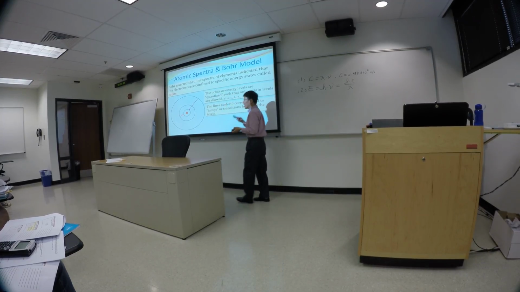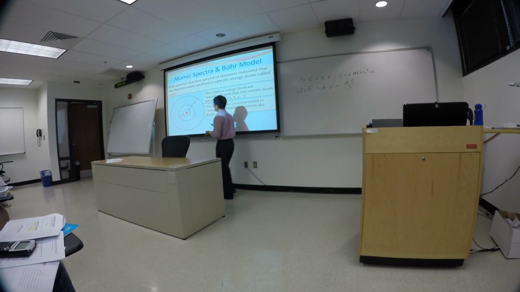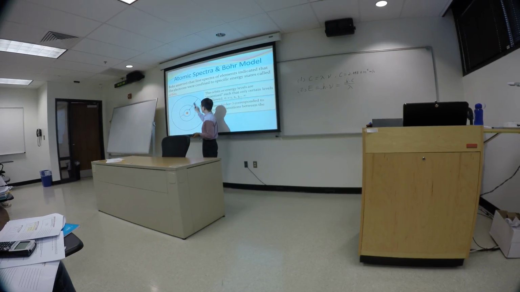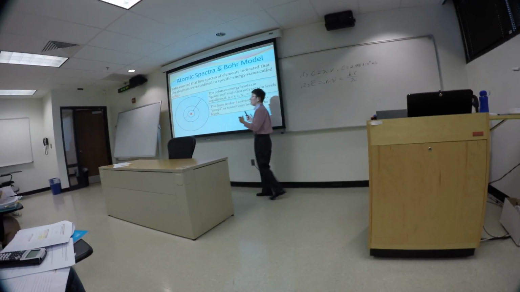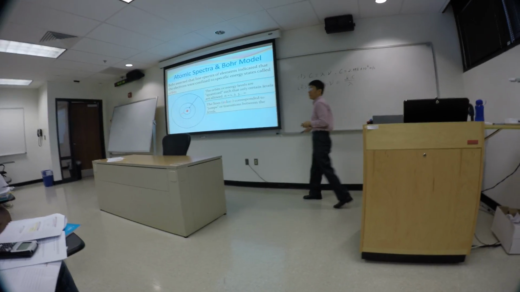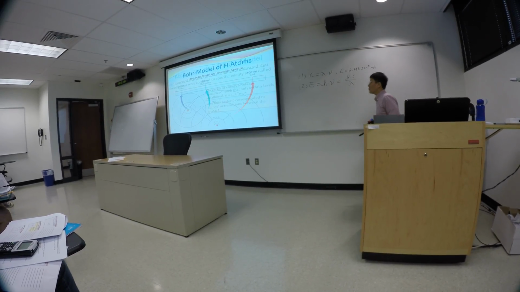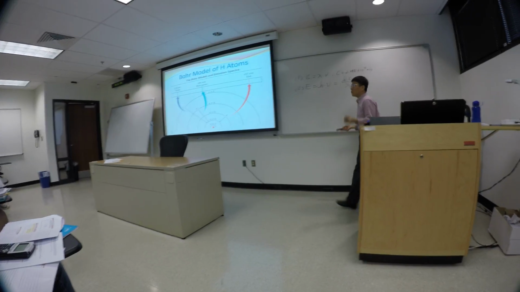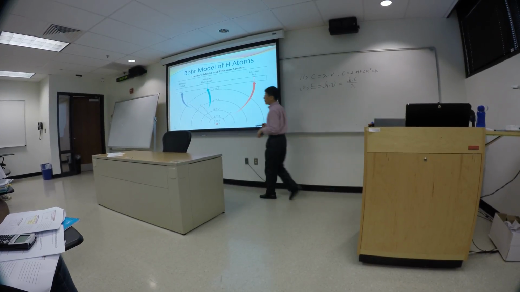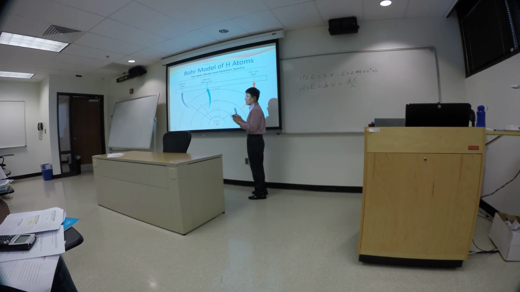Energy is being released. If the electron is going from a lower energy level to a higher energy level, you have to supply energy. So one is exothermic, the other is endothermic. Energy is always conserved.